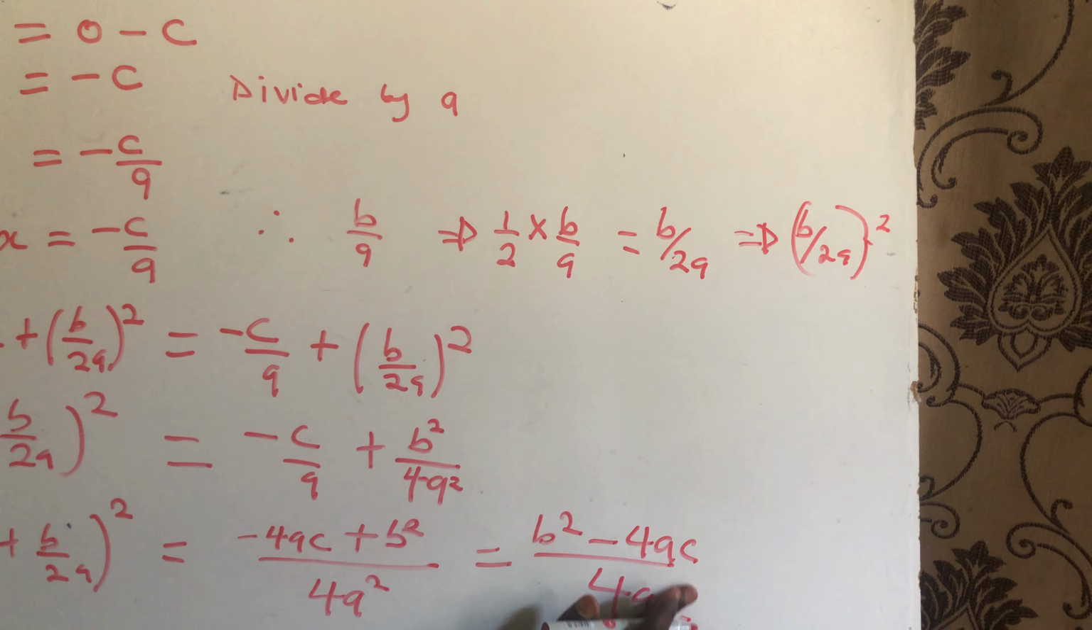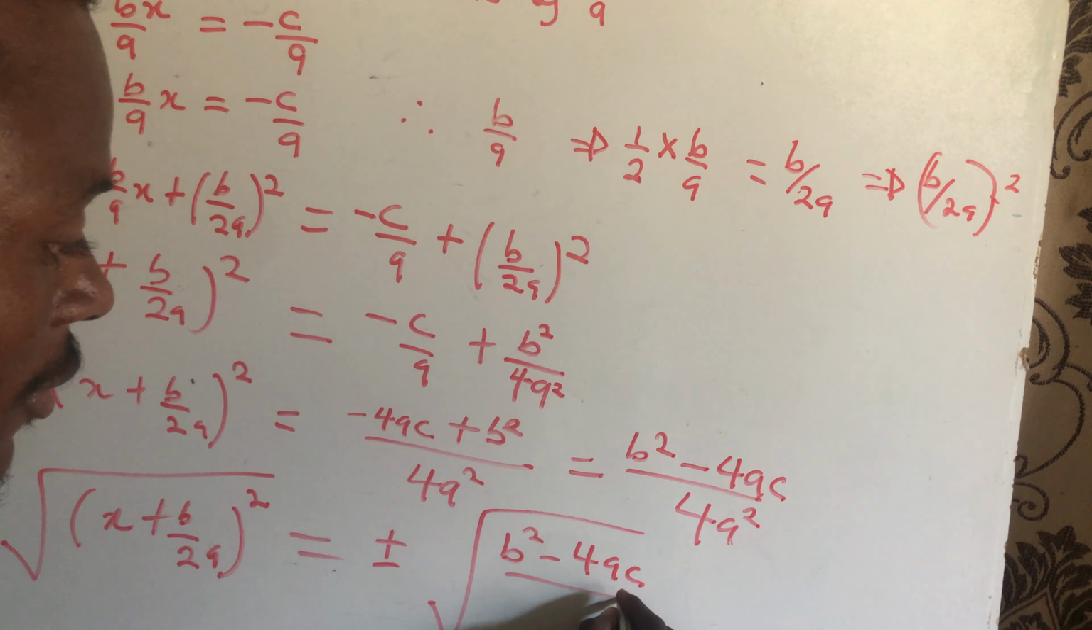Because we are just rearranging. So from there we can take the square root of both sides. So it will become b all over 2a squared. Whenever we take the square root, we must put plus or minus. So plus or minus square root of b squared minus 4ac over 2a.